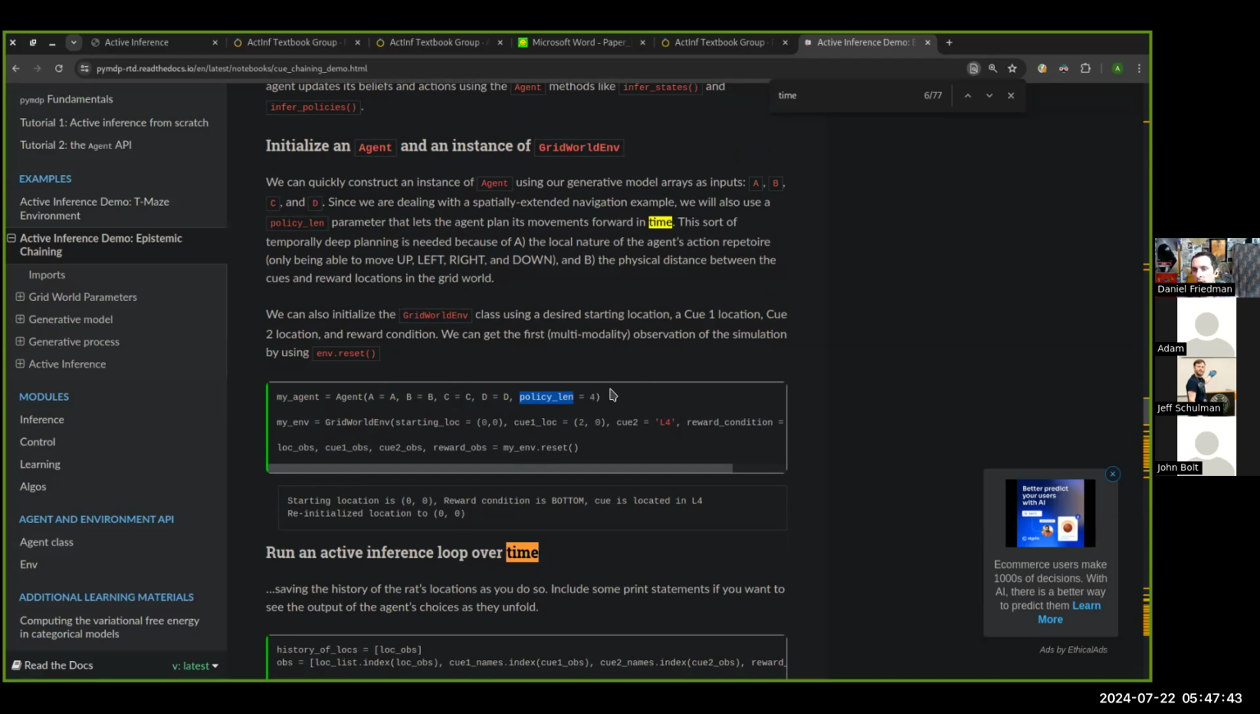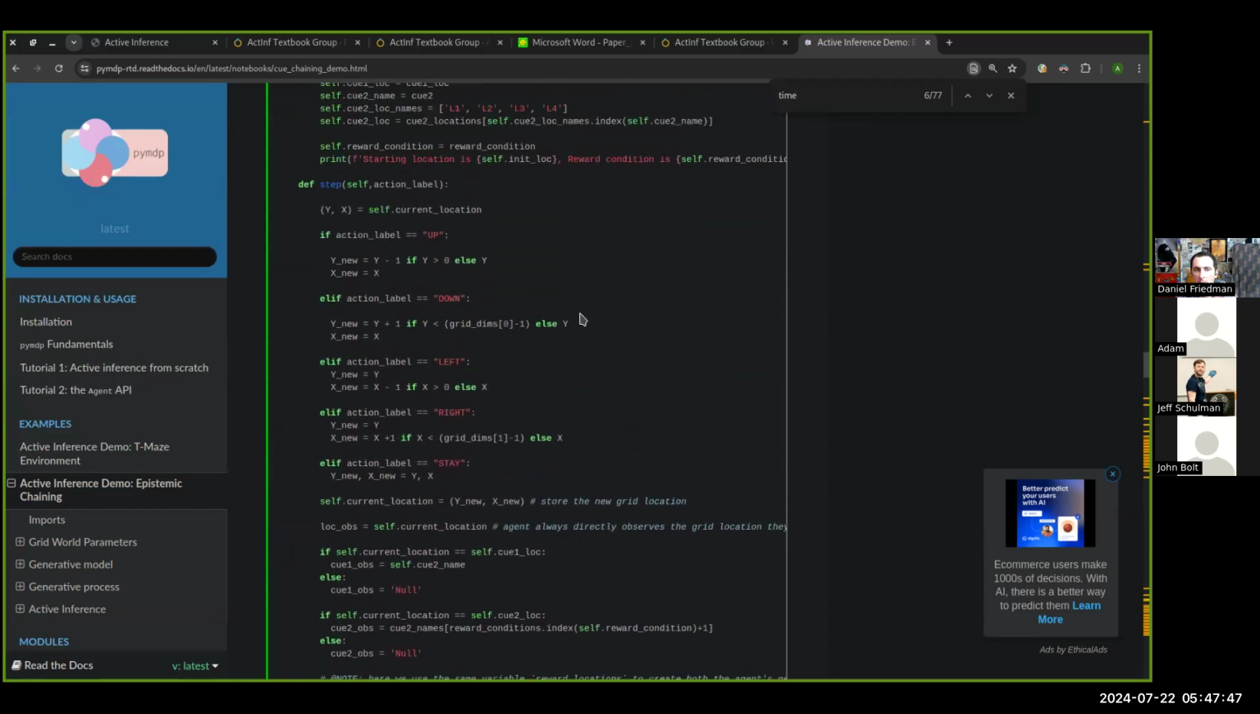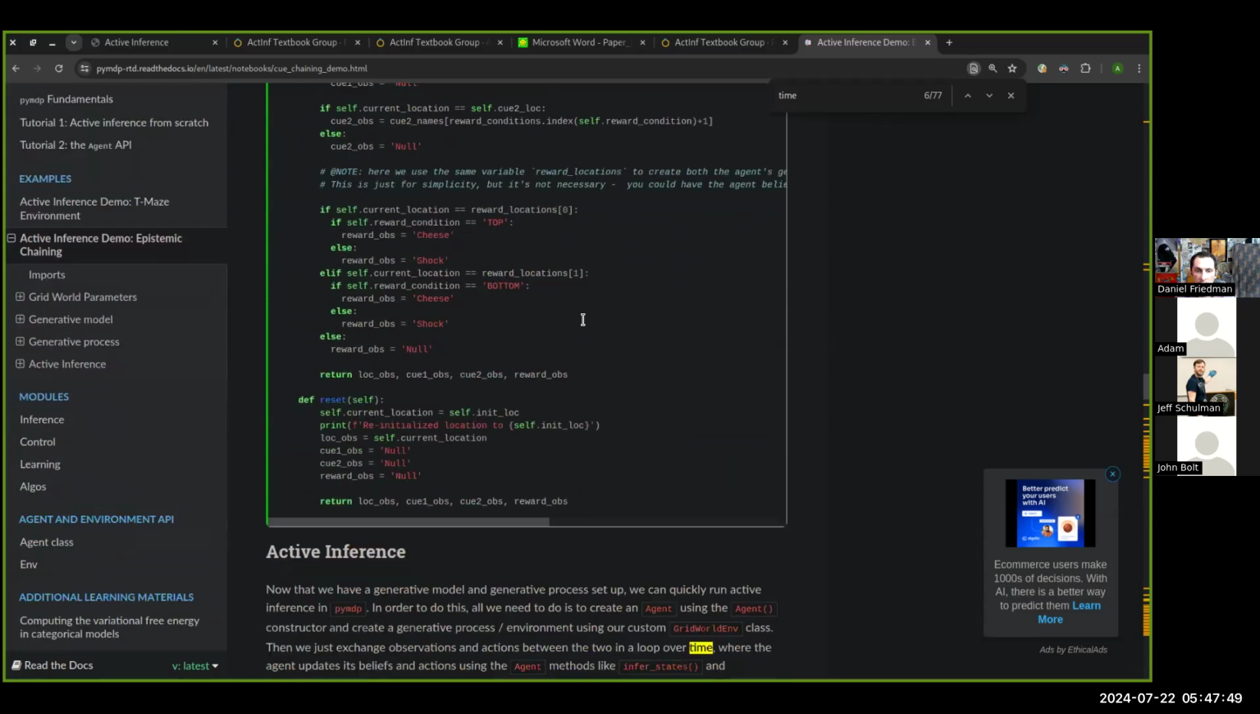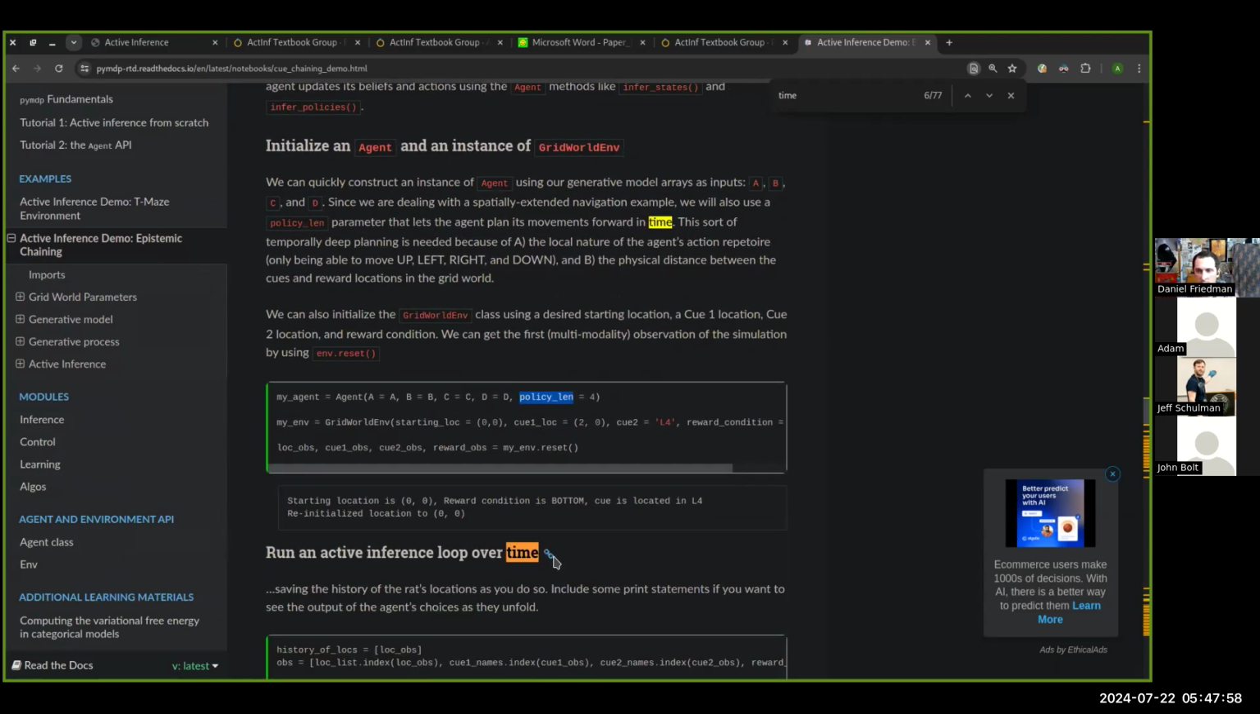So in this situation, you have 5 affordances: up, down, left, right, and stay. And there are 4 time steps as the time horizon of consideration. So that means the policy vector is going to be 5 times 5 times 5 times 5, and it will sum to 1.